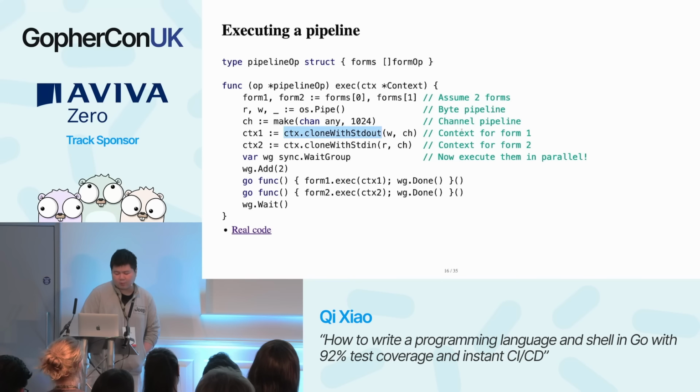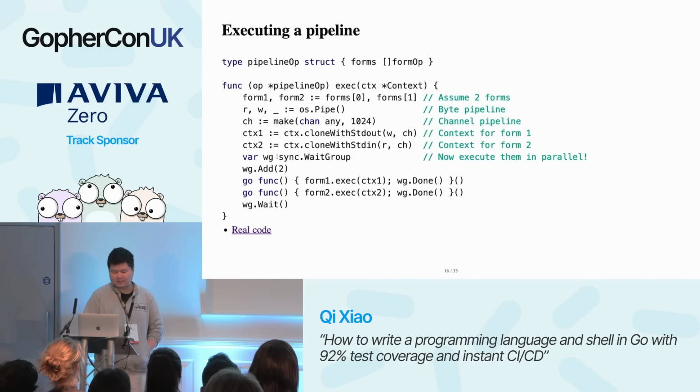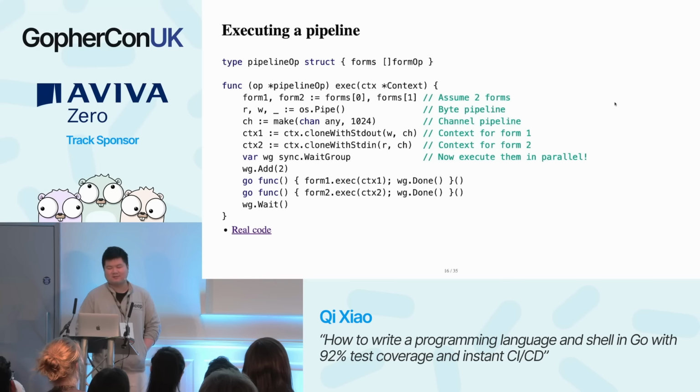So for form 1, the context just changes the standard output to use the writing end of the pipe, and then this is the channel. And for form 2, we use the reading end of the pipe and the channel. And then this is the standard drill of how you would fire 2 parallel tasks using Go routines, right? You use a wait group, and then you use a Go routine to execute the first form, and then use another Go routine to execute the second form. If you know this, you know like 50% of the secret of how to implement a shell.